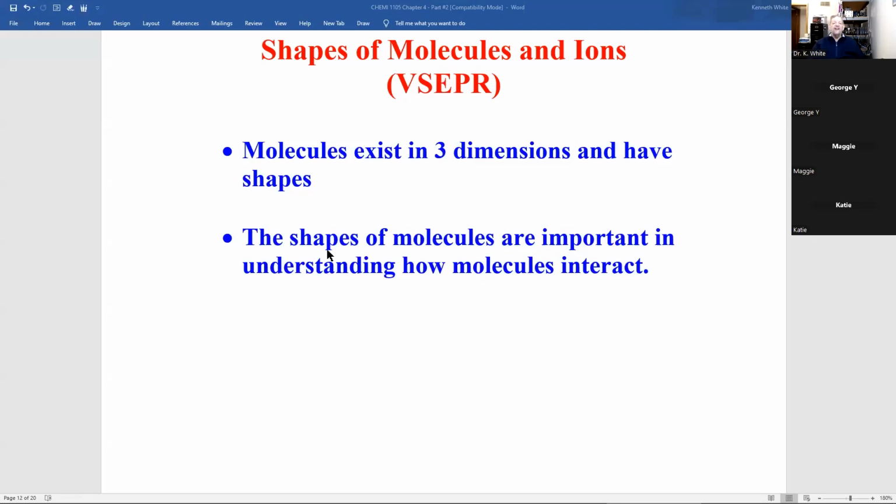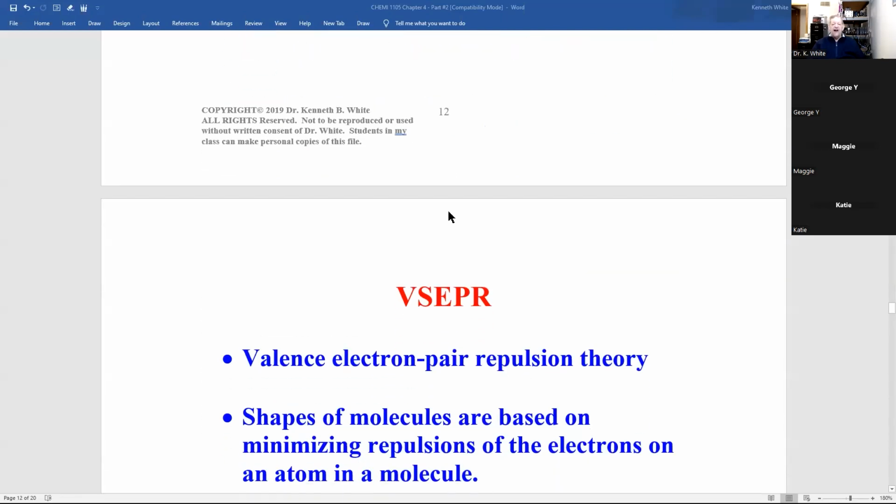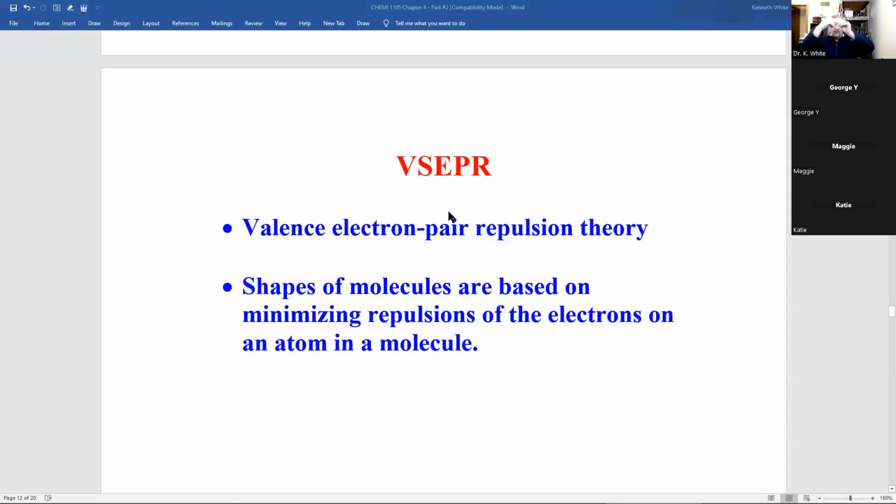And that's governed by the VSEPR theory. Now, the previous slide, the next couple of slides, click. I'm turning the switch. Will this be on a test? No. But it's still important for you to know, like for other classes. And VSEPR stands for valence electron pair repulsion theory.